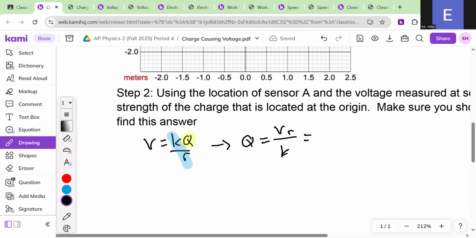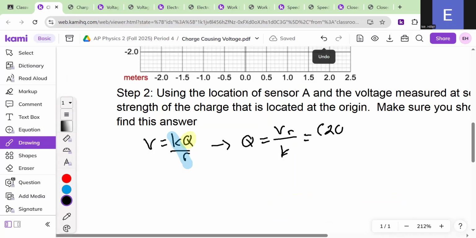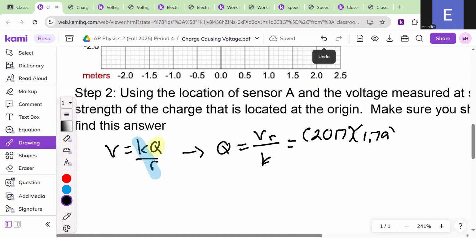Well, the voltage in my case was 2017. So the voltage at A is where you're starting. We're going to take the voltage at A times the distance, for me it was 1.79, divided by 9 times 10 to the 9. All right, and I'm getting a charge of about 4.01 times 10 to the negative 7.